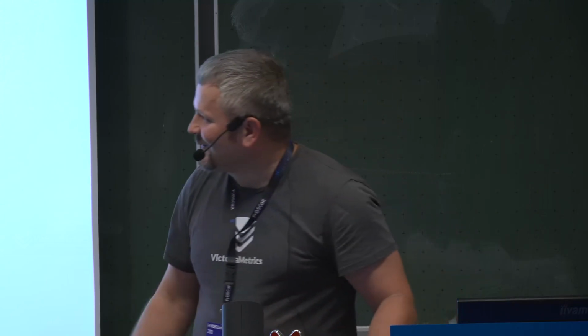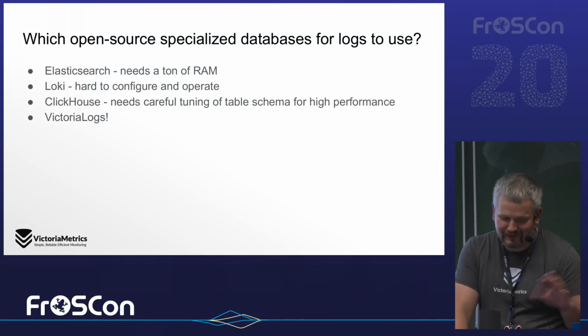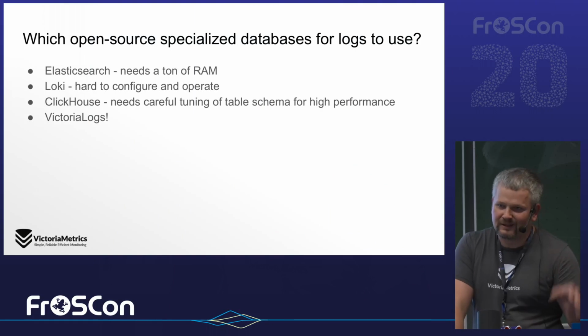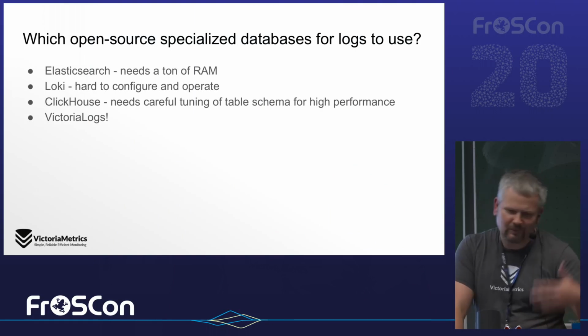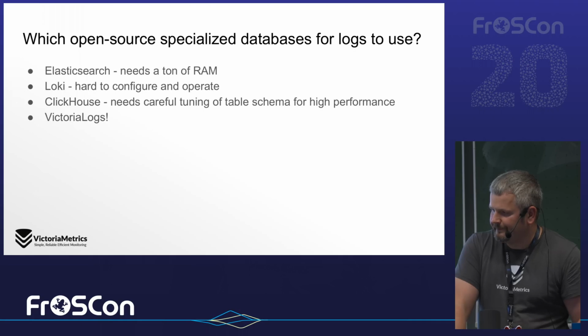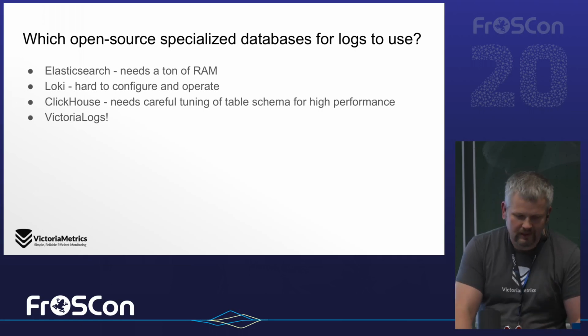VictoriaLogs, because Elasticsearch doesn't scale well. It needs a ton of memory. When you want to store a petabyte of logs in Elasticsearch, be ready to spend tens of millions of dollars on the infrastructure for this case. Loki is quite good, but it has some problems with too complex configuration, operation and upgrading. And it also has issues with high cardinality log fields, which contain a big number of unique values such as trace ID, user ID, or IP address.